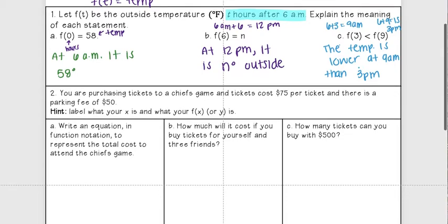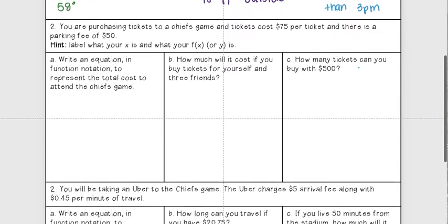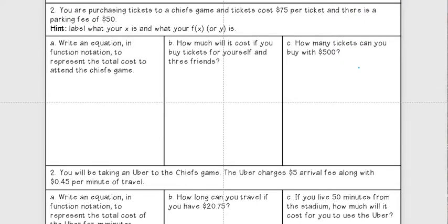Okay, now let's look at a word problem here. This problem says you are purchasing tickets to a Chiefs game, tickets cost $75 per ticket, and there is a parking fee of $50. And it says hint, label what your x is and what your f of x or y is. For the first part, it is asking me to write an equation in function notation to represent the total cost to attend the Chiefs game.